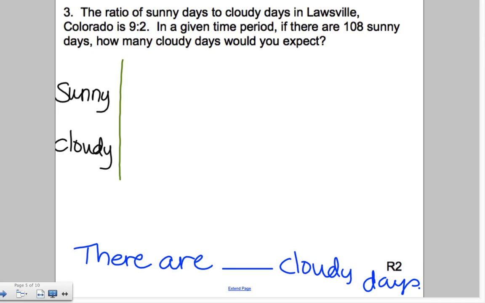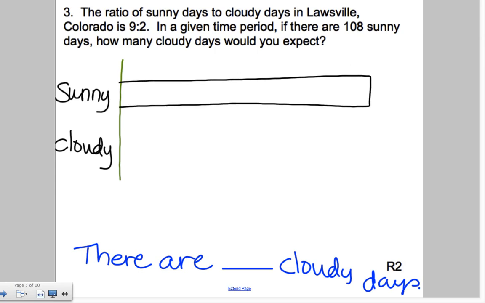Sunny days to cloudy days. Sunny days. How many parts does sunny days represent? 9. So, obviously, our bar is going to be a little bit bigger than our 5, right? Otherwise, to make it equal, what I would do is make it a little bit bigger than your other one.